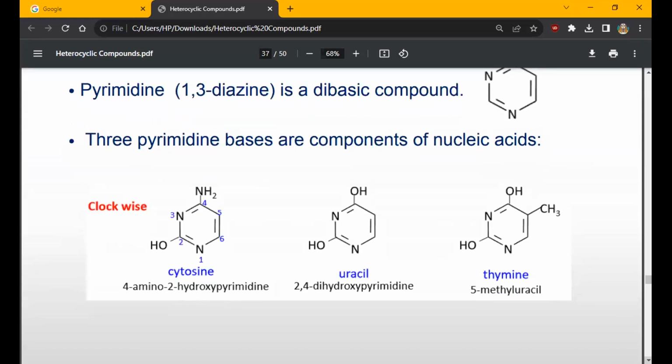Pyrimidine, also known as 1,3-diazine, is a dibasic compound. The 3 pyrimidine bases are components of nucleic acids also. So we have cytosine, uracil, and thymine, and these are their structures.